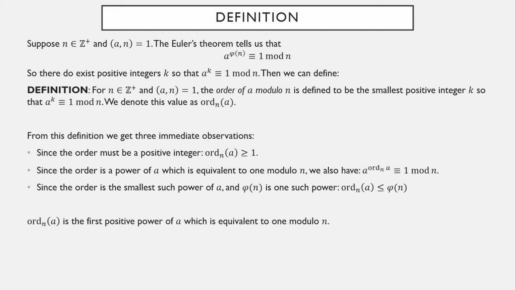A raised to that power is equivalent to 1, and it's the smallest such integer. So think of it as the first positive power of a, which is equivalent to 1 mod n. So you start with a squared, a cubed, and so forth. We know eventually we're going to be equivalent to 1 because a to the phi of n will be equivalent to 1. So you just keep going down the list of powers of a, and the first time you see a 1, that's the order of a.